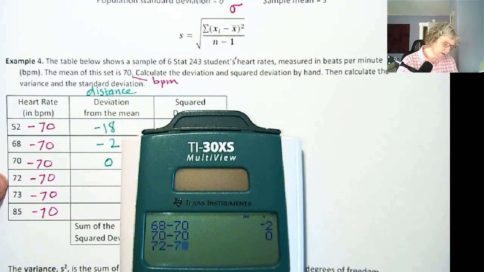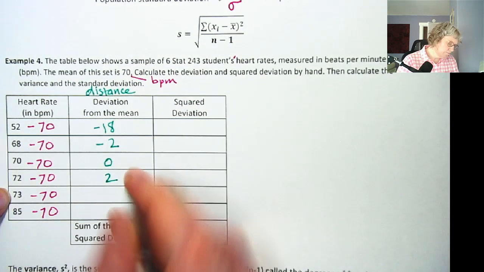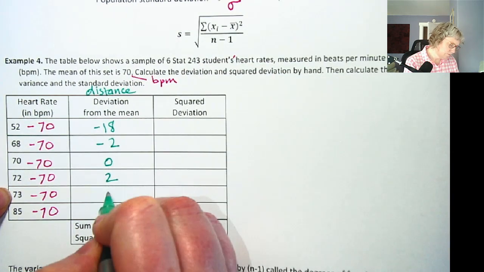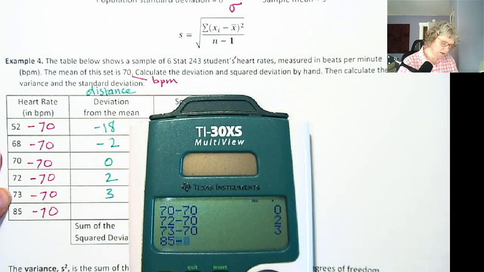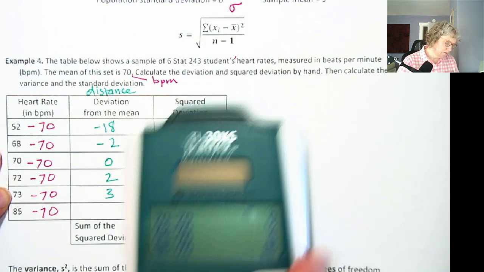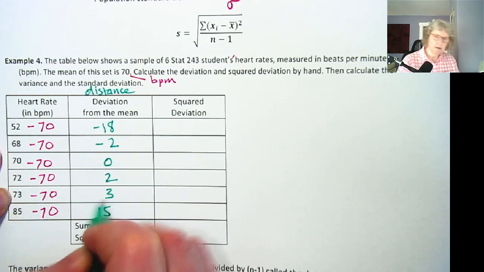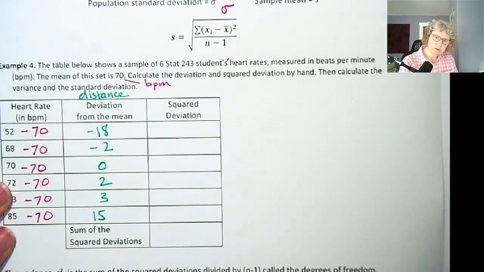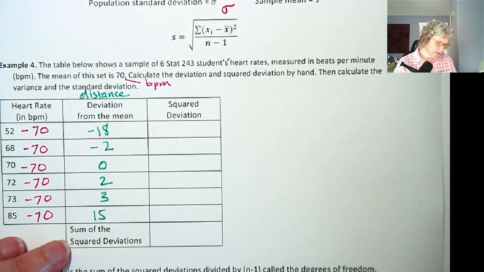72 minus 70, I'm sure you can do some of these in your head as well. That's 2. 73 minus 70 should be 3. And 85 minus 70 is quite a bit larger. That's 15 away. So this person was quite a ways above the average. Okay, let me fix my paper here. Okay, so we've got our deviations.